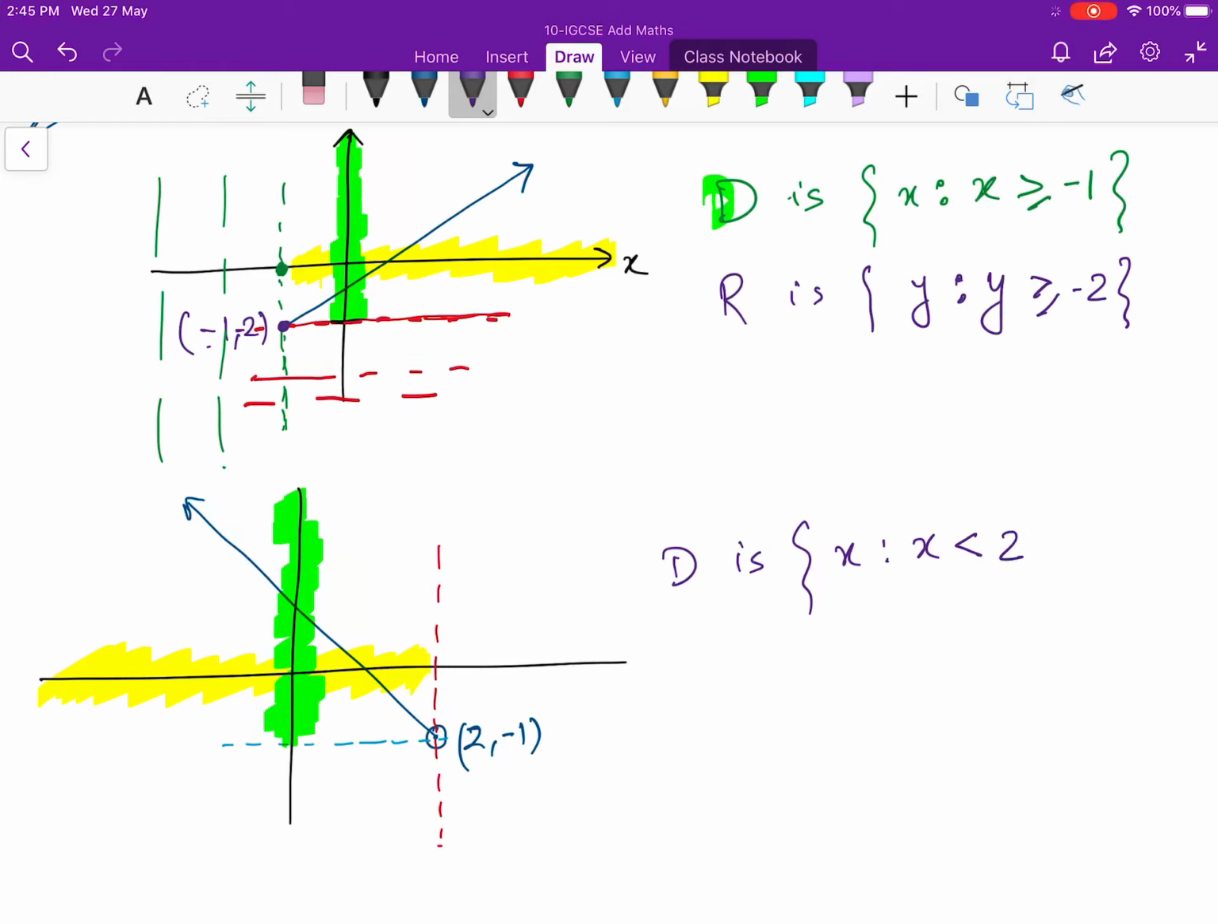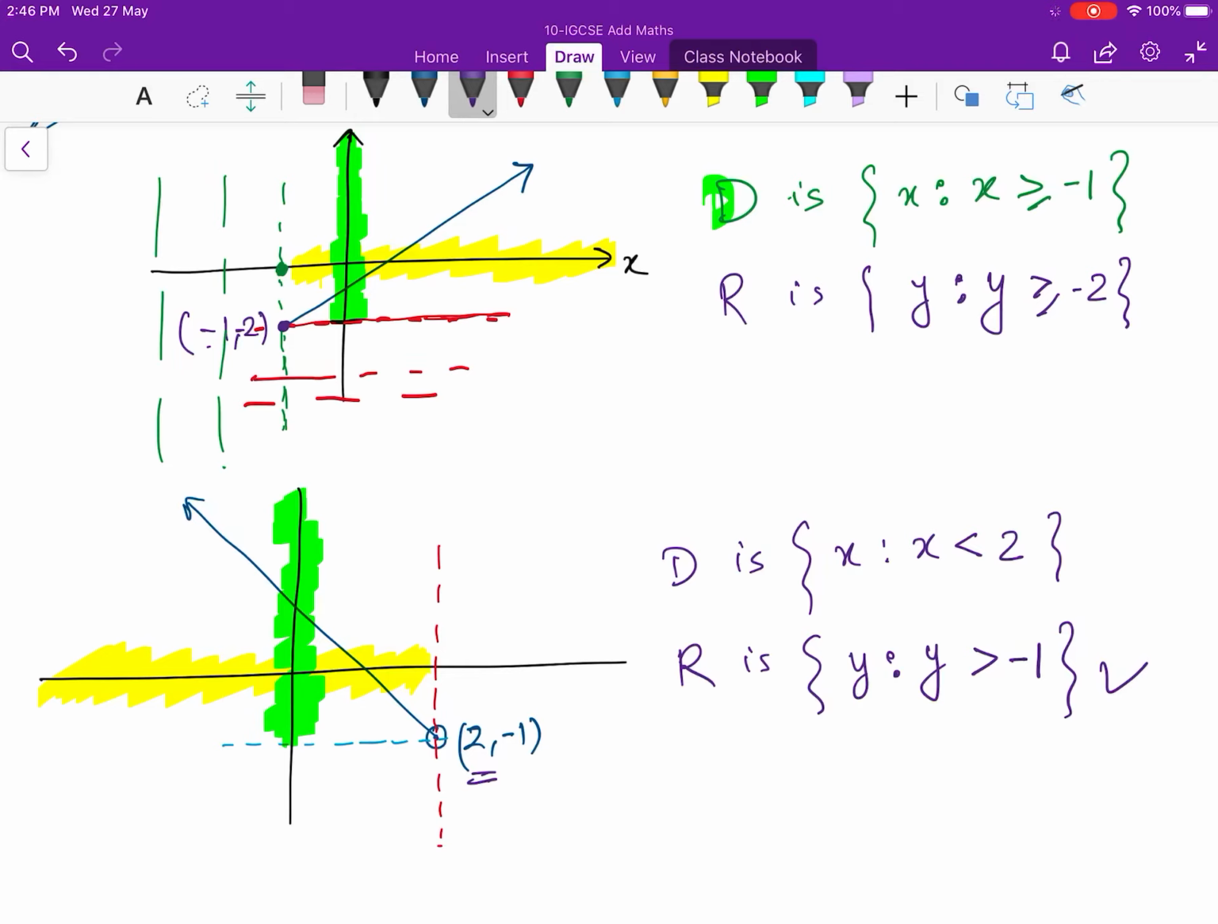So what I will say is that the domain of this is x such that x is less than 2, because the x coordinate here is 2, and why not equal? Because this point is not included in the line in this graph. So this 2 is not included. So range is y such that y is greater than -1.